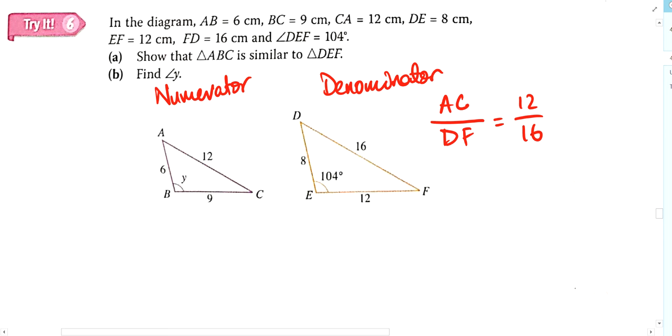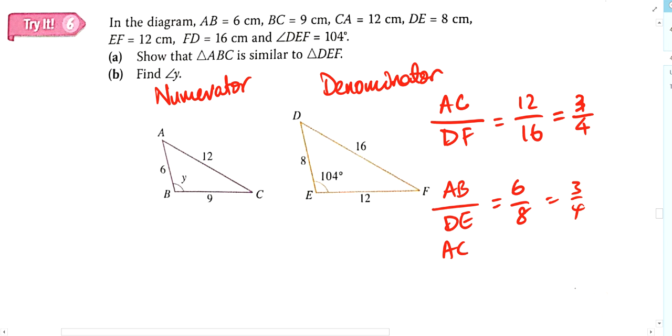Not 1/4, write 12 over 16 first. And this is, wait, why 1/4? This is 3 over 4. Okay, next, what do I write? AB over DE. So you see, I don't like to use ratio. I always change it to fraction. So 6 over 8, which is 3 over 4.